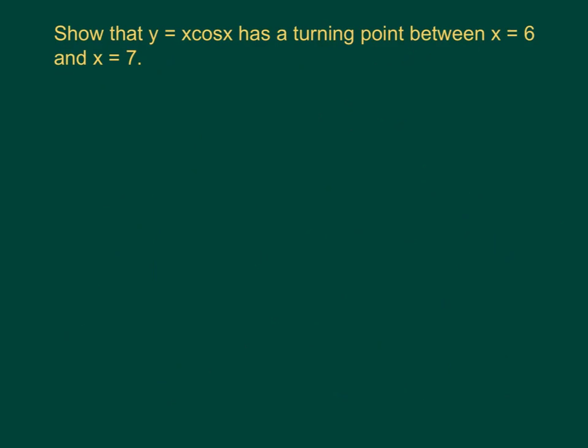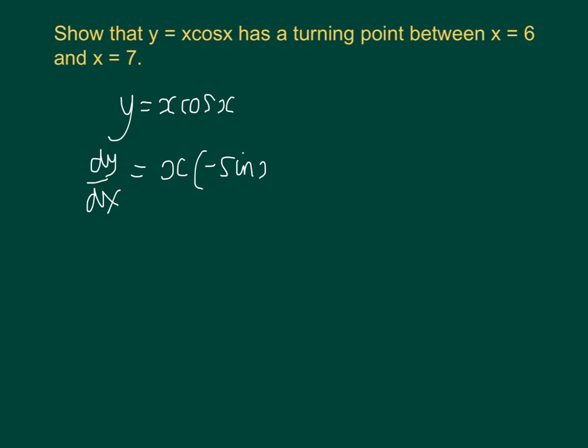Next example, so this time our function is y equals x cos x. And we want to find if there's a turning point between the values x equals 6 and x equals 7. So if we want to know if there's a turning point, we need to find what dy by dx is. Okay, and obviously we need to use the product rule for this one. So we've got x times the differential of cos x, which is minus sine x. And then we've got cos x times the differential of x, which is just 1. Okay, so we've got there cos x minus x sine x.